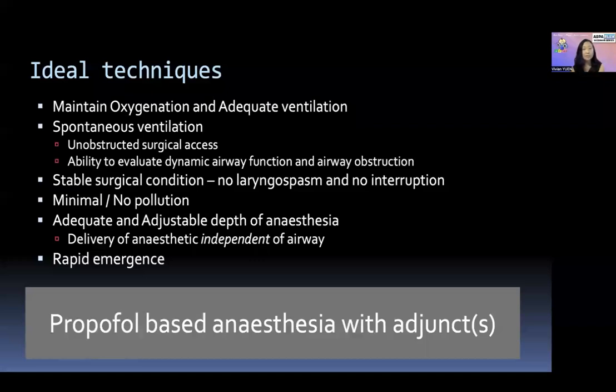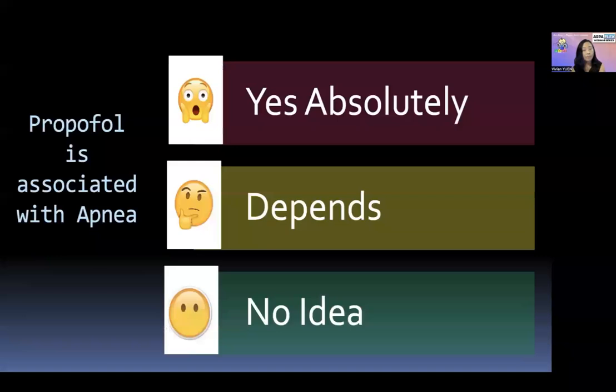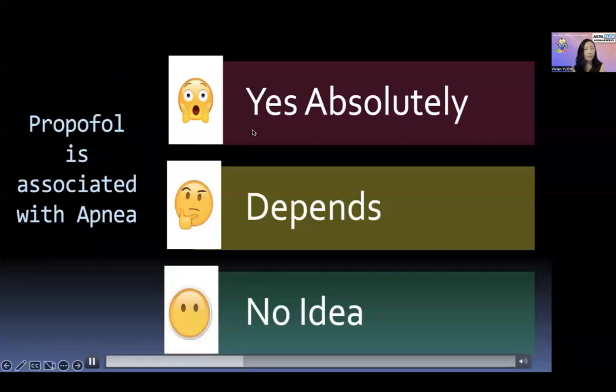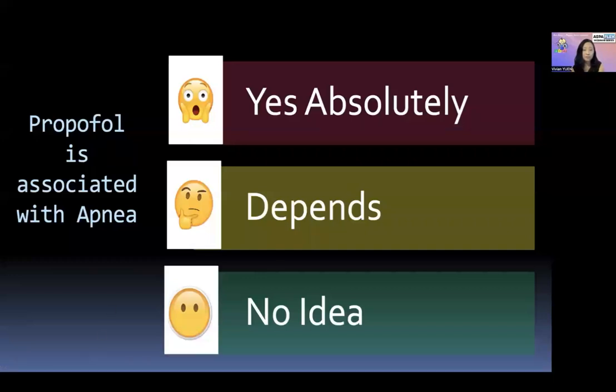Sevoflurane anesthesia is associated with some of the features of this ideal technique. However, sevoflurane anesthesia is associated with a higher risk of laryngeal spasm and airway reactivity when compared to propofol. Moreover, delivery of inhalation anesthesia is not independent of the airway. Nevertheless, do you worry about propofol causing apnea in this neonate or in children? Yes, absolutely. It depends, or I have no idea.